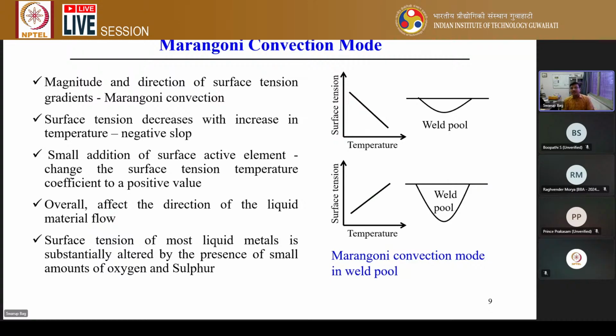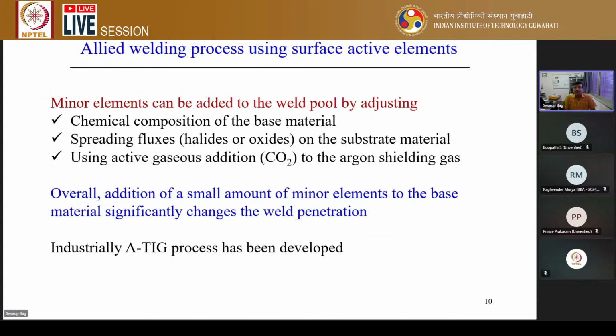But how can you explain it? You can explain it just by looking at how the surface tension gradient is actually changing, and based on that we can explain the effect of the surface active elements in changing the shape of the weld pool. But when you try to explain this phenomenon, you need to consider the effect of the fluid flow. So there are different ways to add the surface active elements.